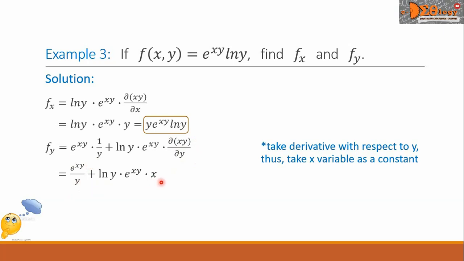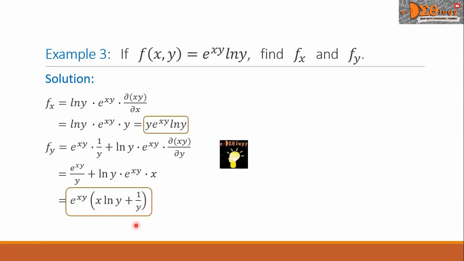We can see that there is a common factor, and that is the e raised to xy. We can factor it out, and let us rearrange the two groups. So we have now e raised to xy multiplied by the quantity x ln y plus 1 over y. This is the final answer.